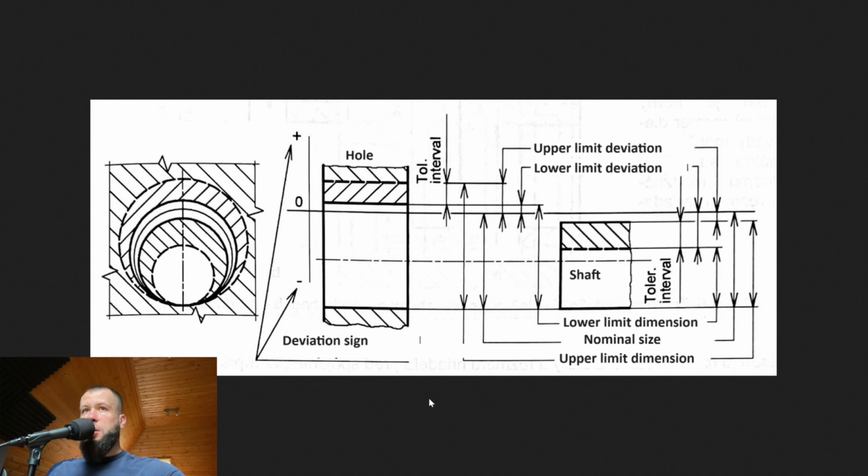Limit deviation, upper or lower limit deviation, is a deviation from the nominal dimension. Tolerance interval, simply put tolerance or tolerance zone, is the difference between the upper and lower tolerance limits. Tolerance limits are prescribed values of characteristics and establish the upper or lower limit of the permitted value.